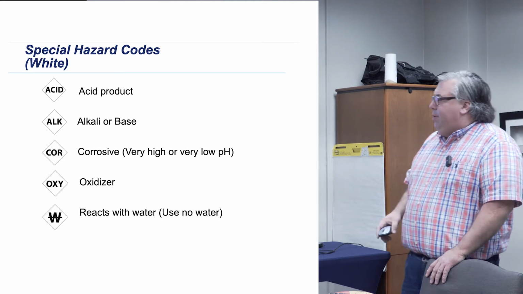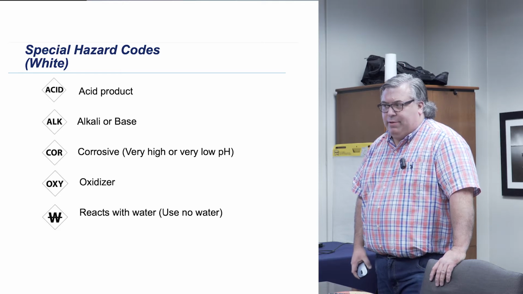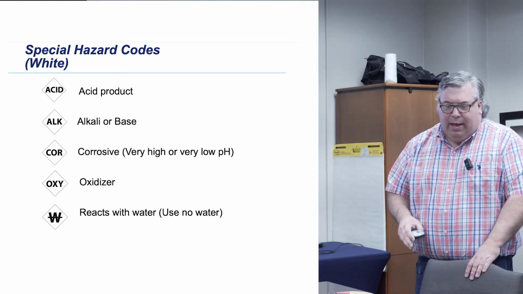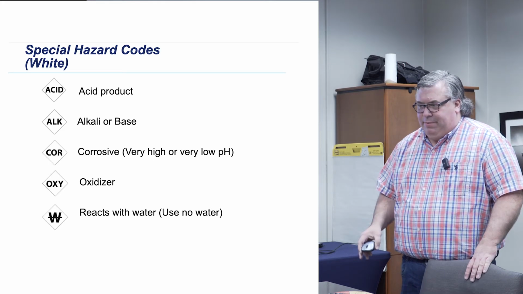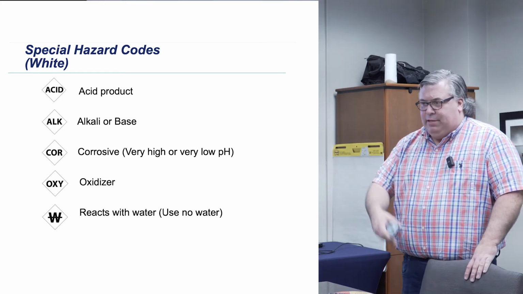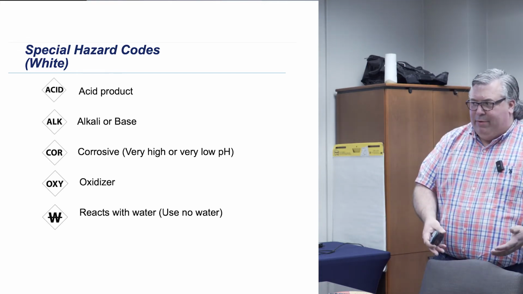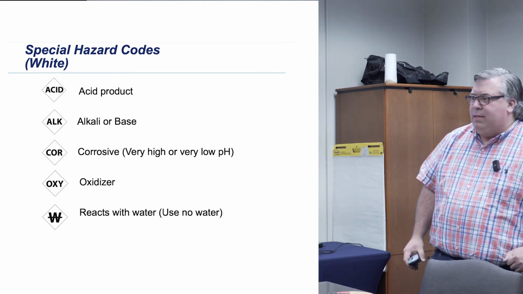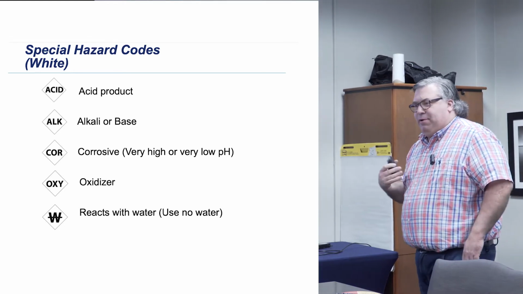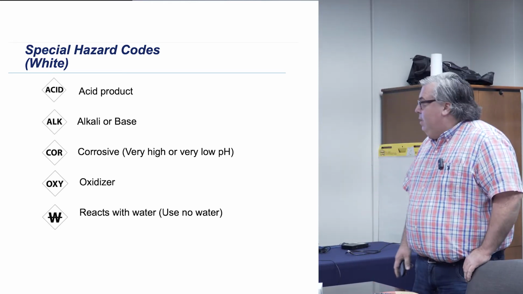OXY for oxidizer. Oxidizers are a special class of chemicals. Oxidizers make fires burn hotter and faster. So they bring oxygen into a reaction. They can take things that are flammable and, without an ignition source, cause them to start on fire. So oxidizers we don't like mixing with flammables, so it gets its own special code.